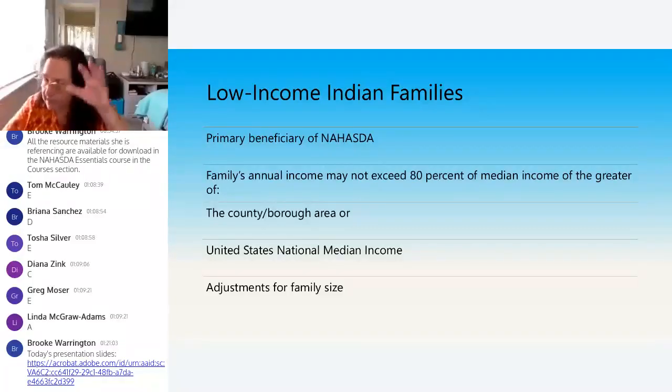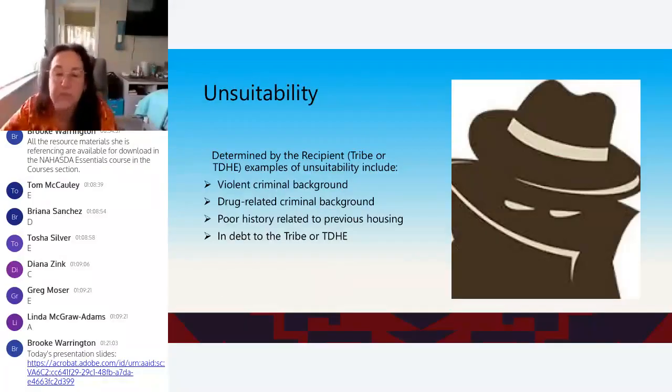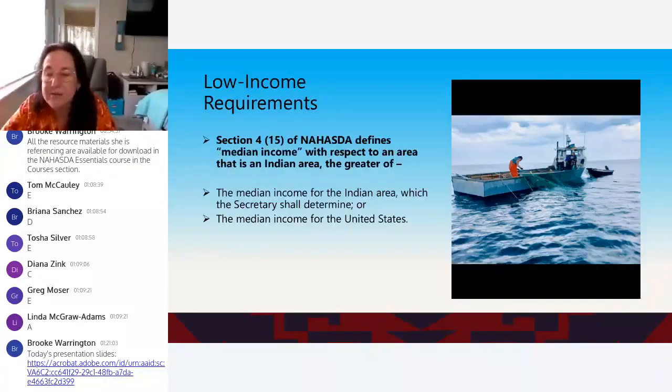You determine the unsuitability or suitability of your participants. Some examples of unsuitability would be a violent criminal background, drug-related criminal background, poor history related to previous housing, or in debt to the tribe or TDHE. At my housing authority, if you owed us money, you weren't allowed to apply for any of our programs until you paid that.